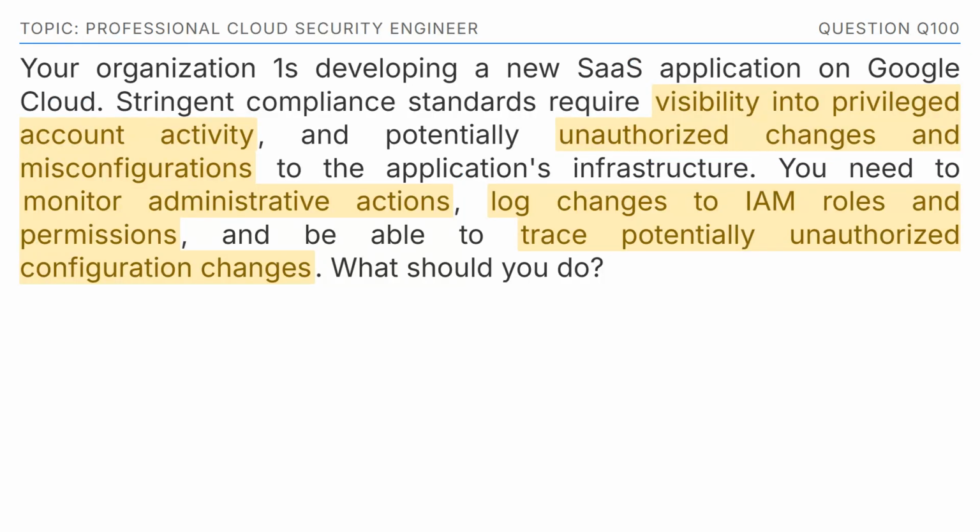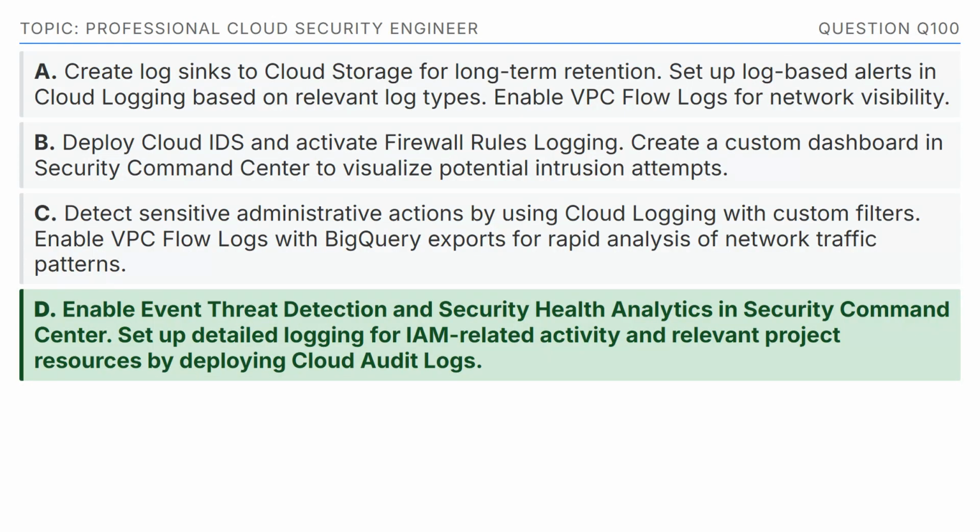To arrive at the correct answer, we focus on the keywords: visibility into privileged account activity, unauthorized changes and misconfigurations, monitor administrative actions, log changes to IAM roles and permissions, trace potentially unauthorized configuration changes. The correct answer is option D, enable Event Threat Detection and Security Health Analytics in Security Command Center. Set up detailed logging for IAM-related activity and relevant project resources by deploying Cloud Audit Logs.